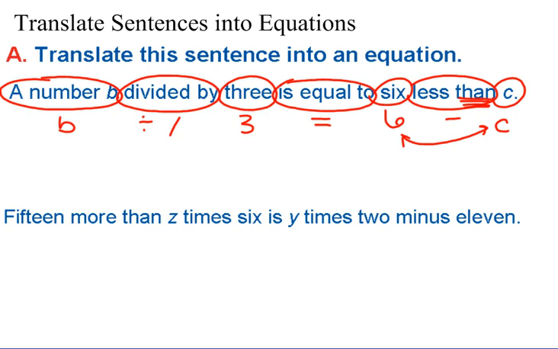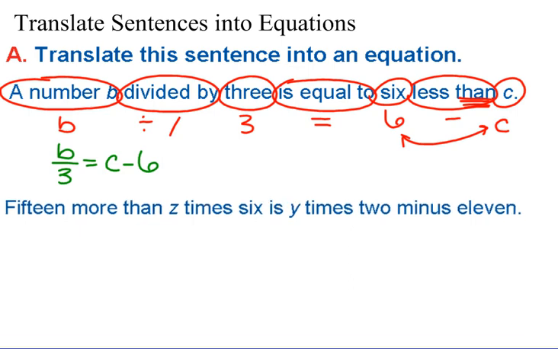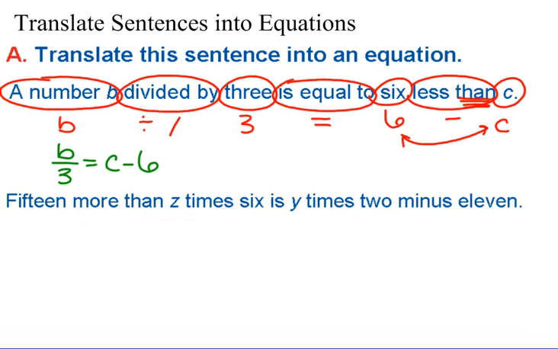So to write this in completed form, we're going to write it as fractions because that's going to be the easiest thing to do in this class. So we're going to put b over 3 equals c minus 6. And that's finalized. All right, on the next one, I'm going to do the same thing. So we have 15 more than, that's going to be addition, but it's also going to switch order. So I'm going to put my arrow showing it's going to switch.